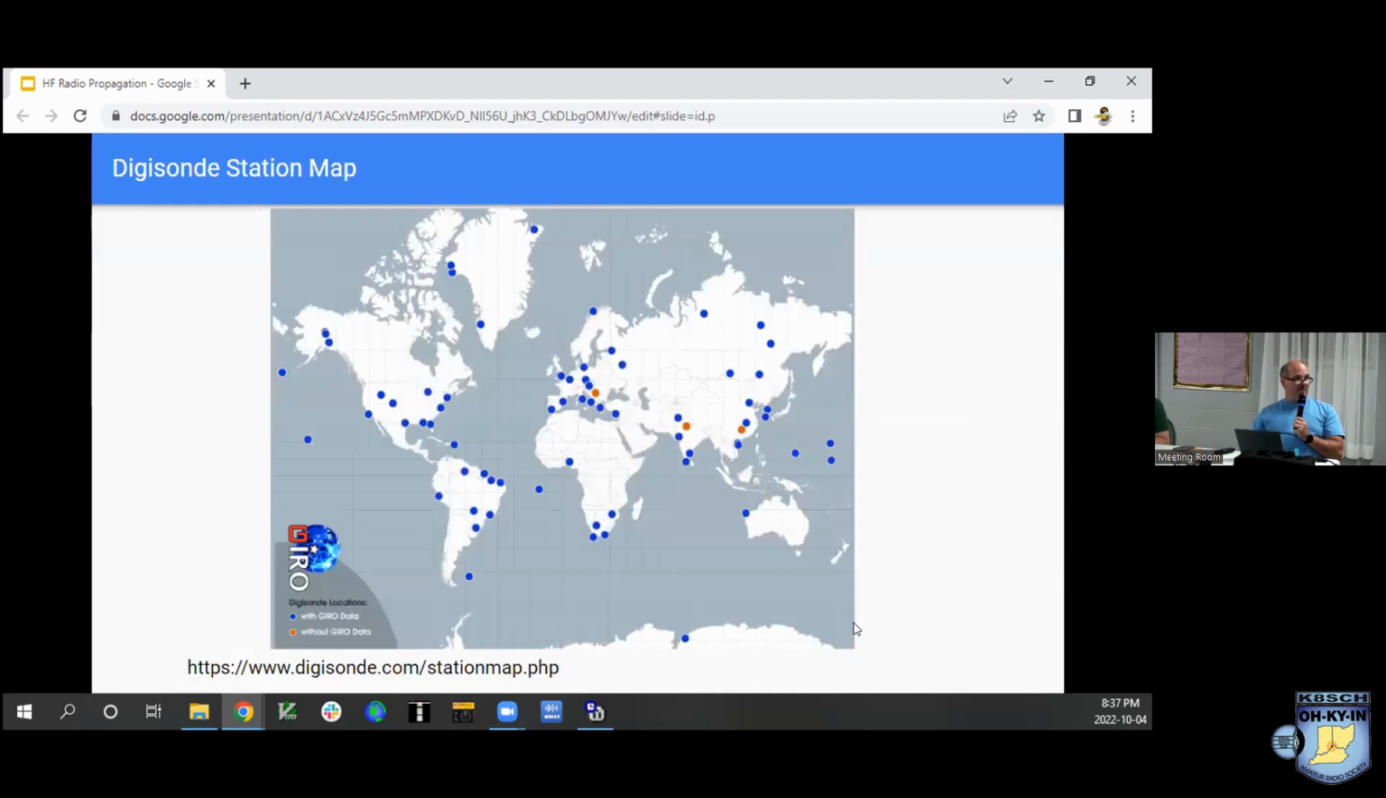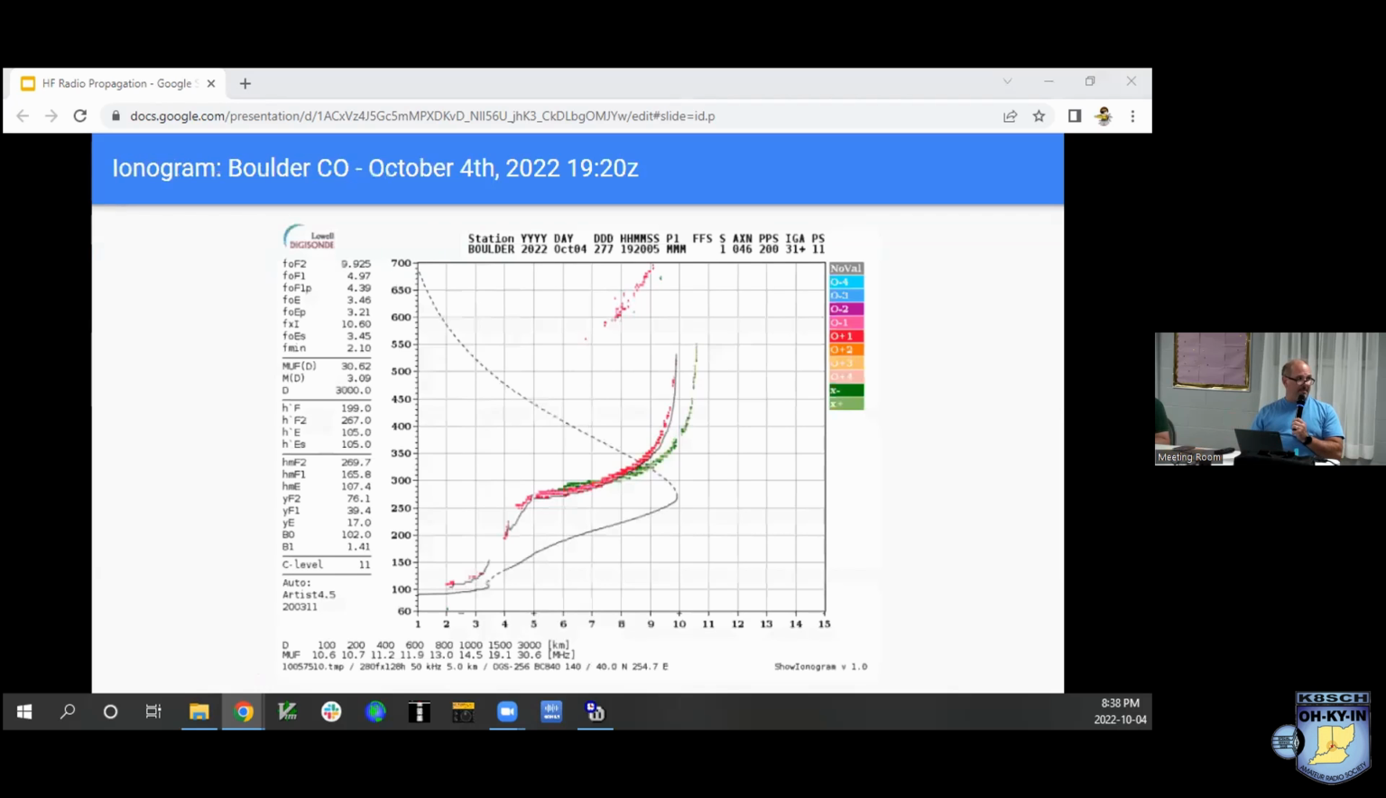This is a map of the digisondes, which are basically ionosondes that are digital. They convert into digital information. This map is in the resources later on, and if you want to, you can get it. You can click on any one of the green ones or the blue ones, and you can go to that actual station, and I'll show you later. You can see their ionograms, because that's what an ionosonde produces: an ionogram.